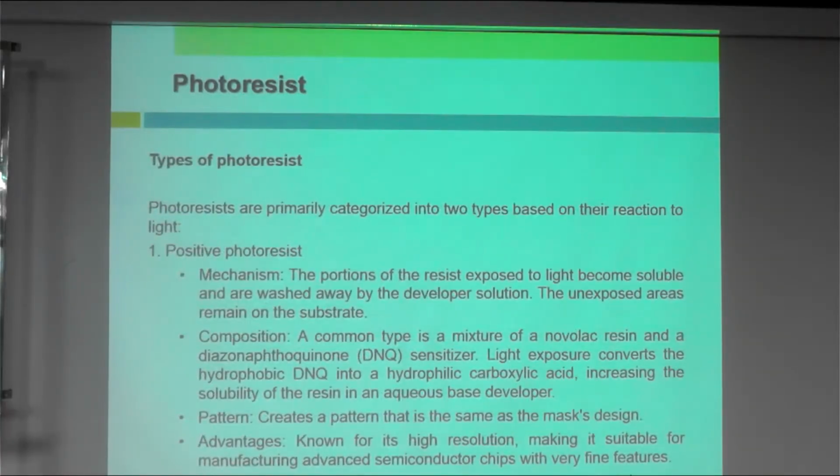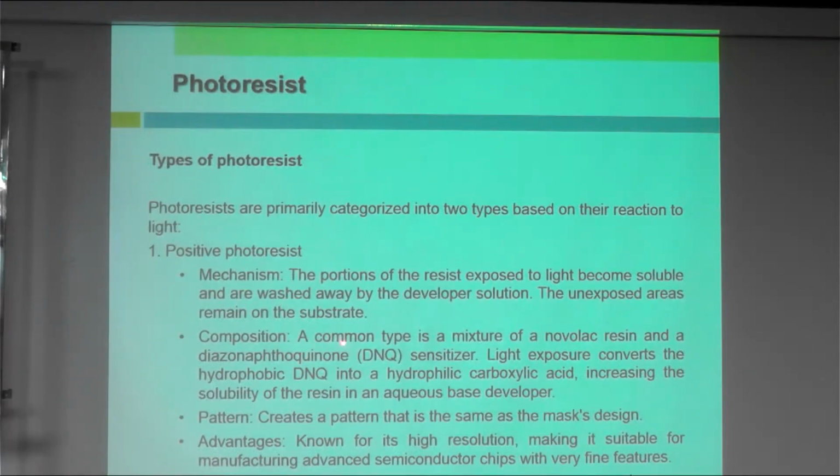And we have talked about the types of photoresist before. In detail, photoresists are primarily categorized into two types based on their reaction to light. One is called positive photoresist, in which the portion of the resist exposed to light becomes soluble and is washed away by the developer solution. The unexposed area remains on the substrate. So that is what I've shown at a glance of what mechanism it uses. So this is positive photoresist.